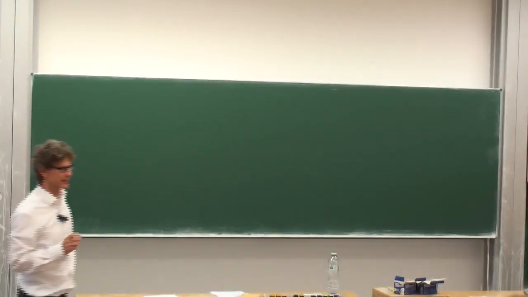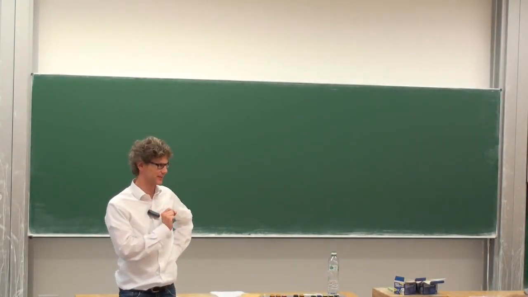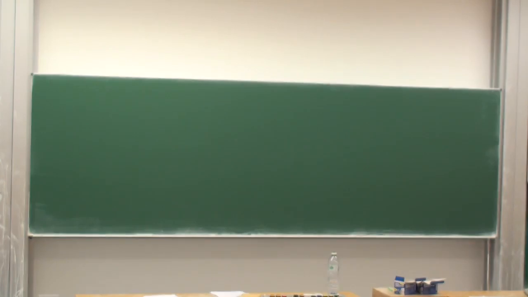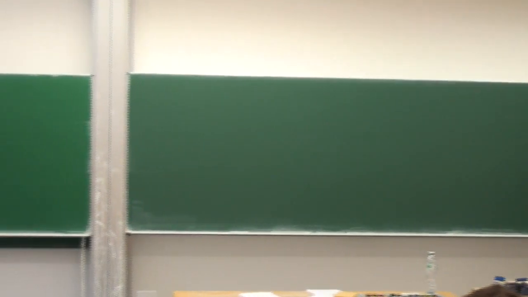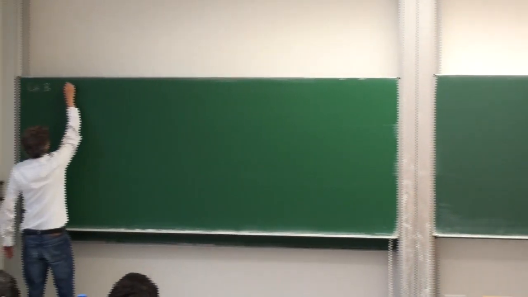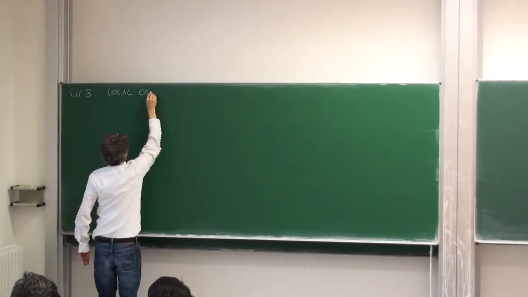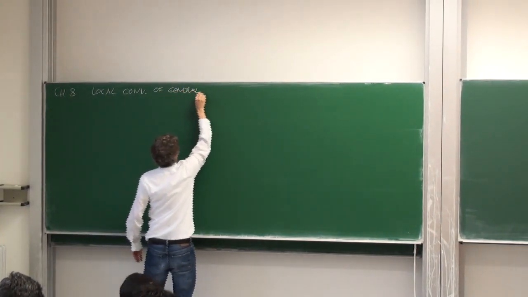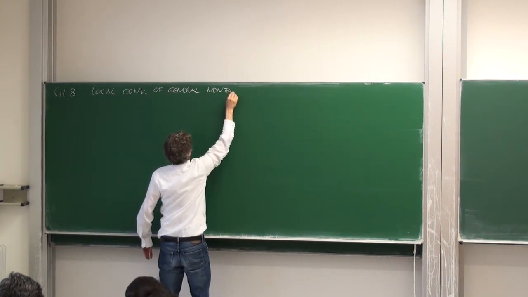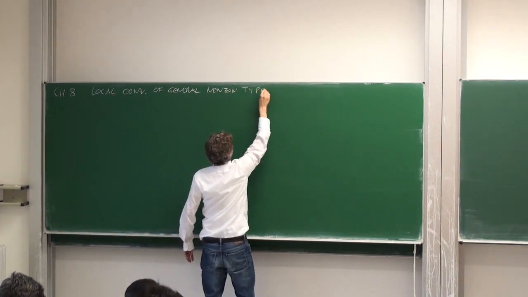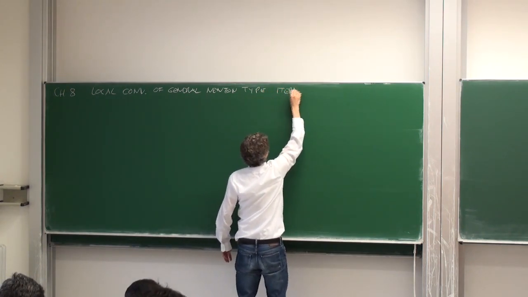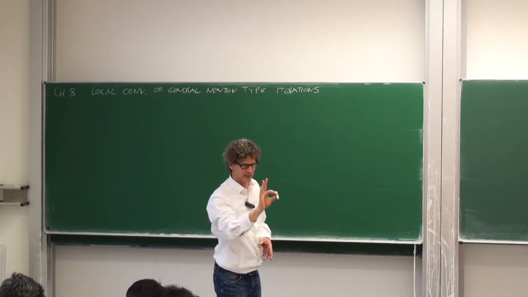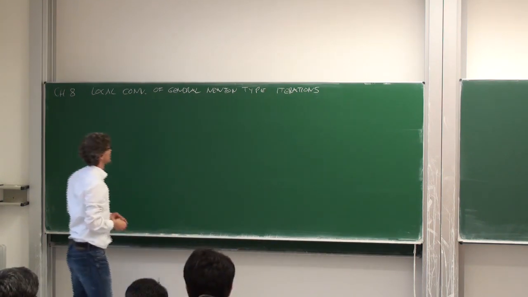And as promised, I want to start a new chapter in which I want to look at the general convergence theory of Newton type iterations. So this will be called chapter 8. And it is about local convergence of general Newton type iterations. And this is not yet in the script, but it will be soon.